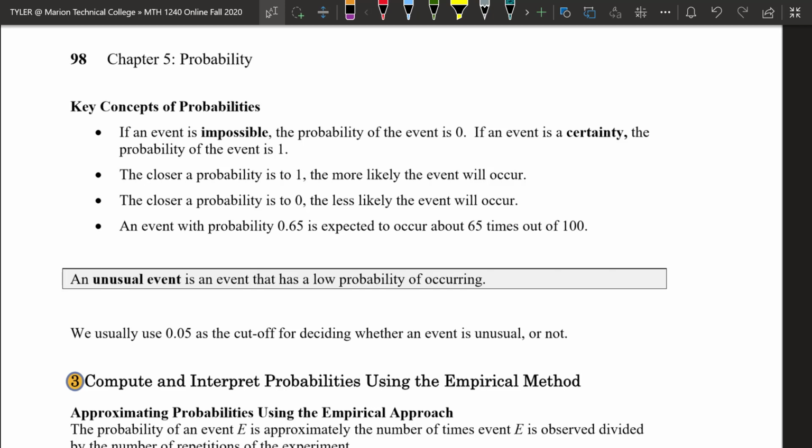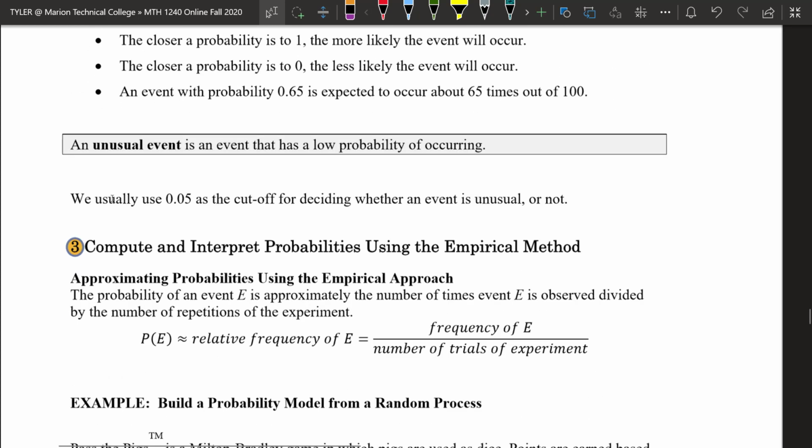3 out of 4, right? So then an unusual event is an event that has a low probability of occurring. We say that's unusual. So we usually use 0.05 as the cutoff for deciding whether an event is unusual or not. That number isn't fixed in every case, but that's often the number that we'll use, and this 0.05 is going to come up a lot. That's a typical number that we'll use at the end of the class called hypothesis testing, right?